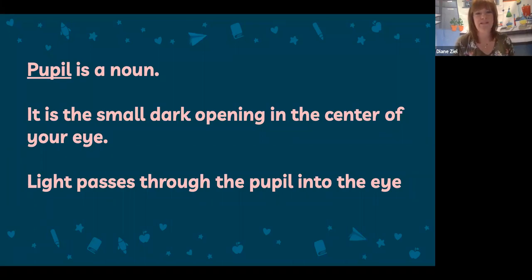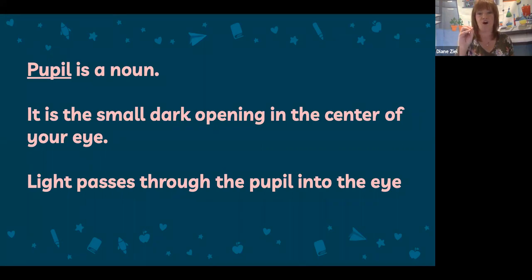Pupil. Pupil is a noun and can have more than one meaning. But for the context of this week's lessons, we are talking about the definition of pupil as the small dark opening in the center of your eye. Light passes through the pupil into the eye. So many of us think that that dark black spot in the middle of our eye is actually closed and solid, but it's not. It's actually an opening that lets light in.